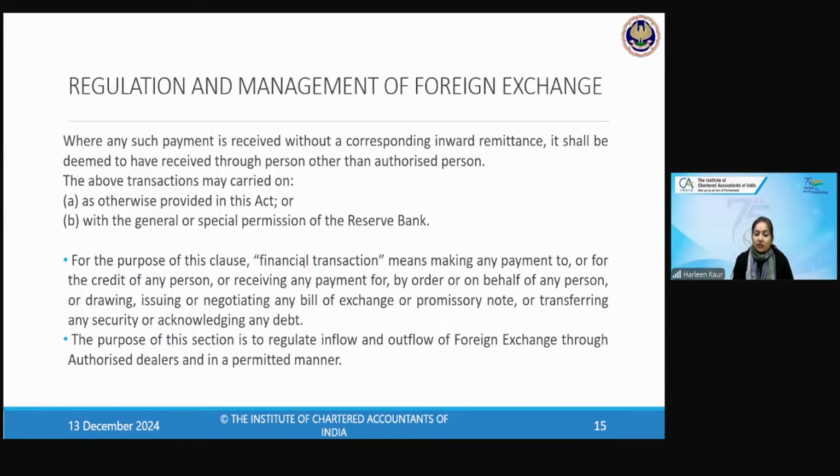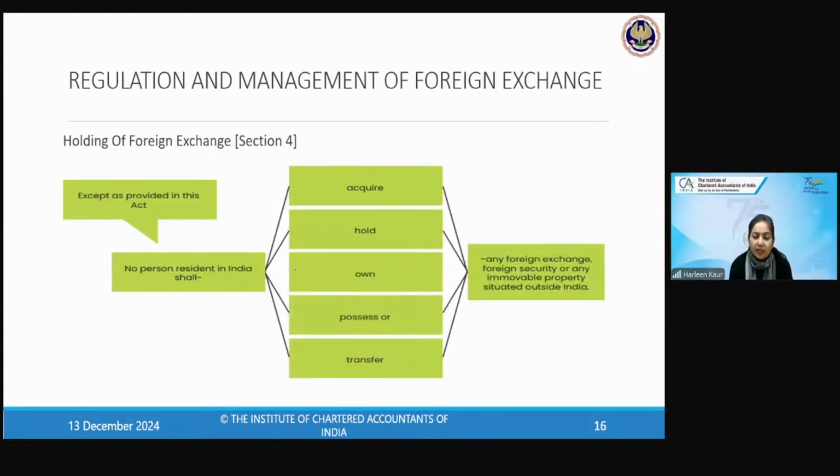Where your payment is received with regard to inward remittance, it should have been received by any person only through an authorized person. Financial transactions, again, these are basic meanings where you're making the payment to anyone. So these are all basic meanings. Now let's talk about regulation and management of foreign exchange, which speaks about your foreign exchange, how to regulate and how to manage it.